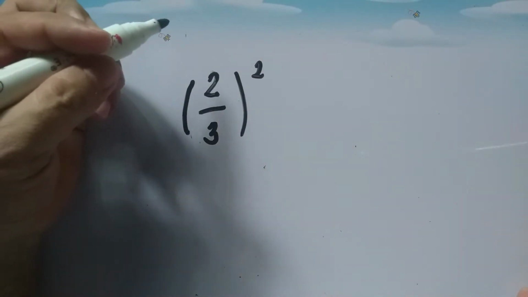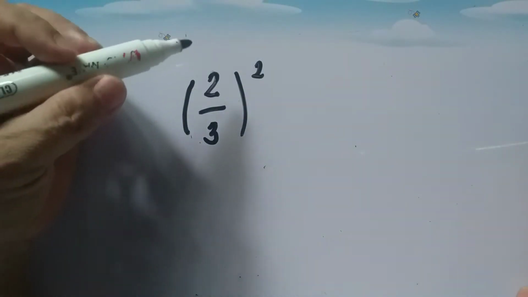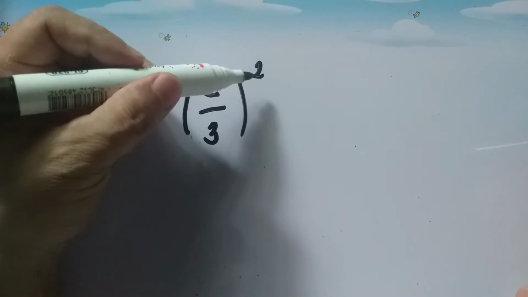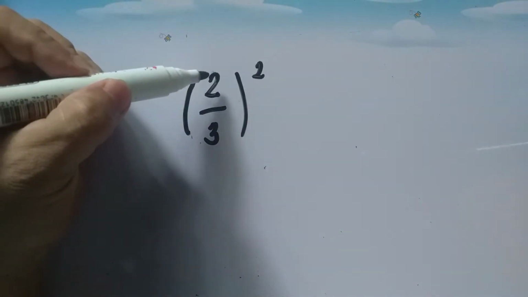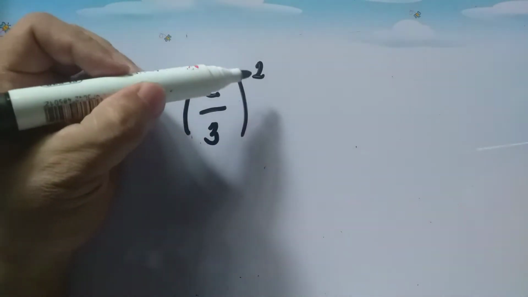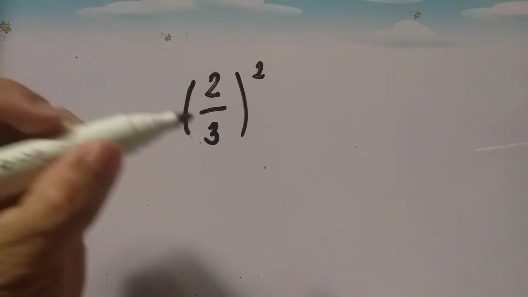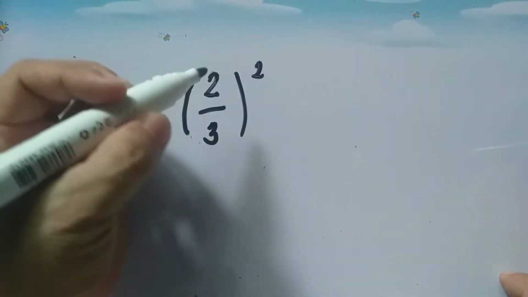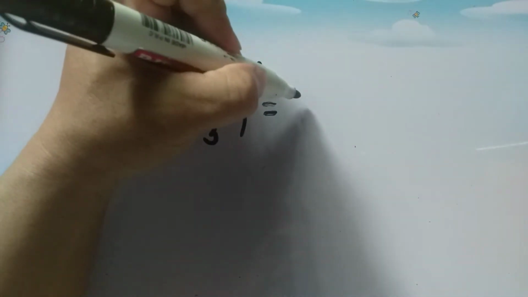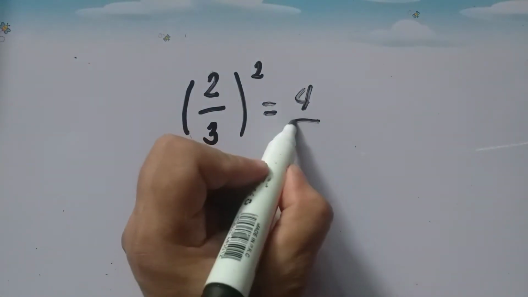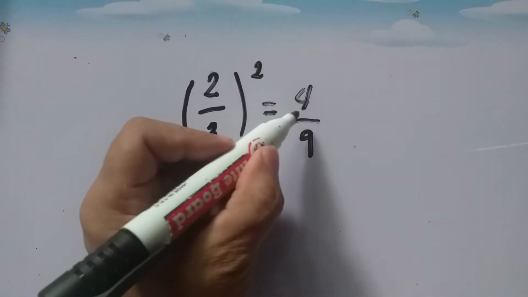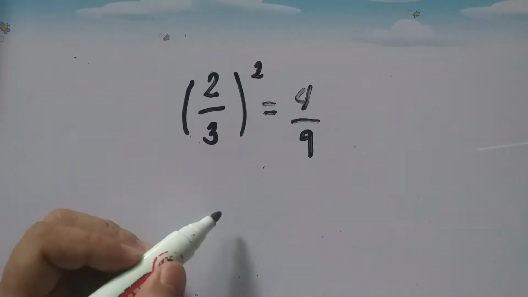Let's have the power of a fraction. So given a fraction raised to a certain power, you have to raise the given numerator and denominator to the given power. So 2/3 squared is equal to 2 squared, which is 4, over 3 squared, 9. So we have 4 over 9 as our answer.